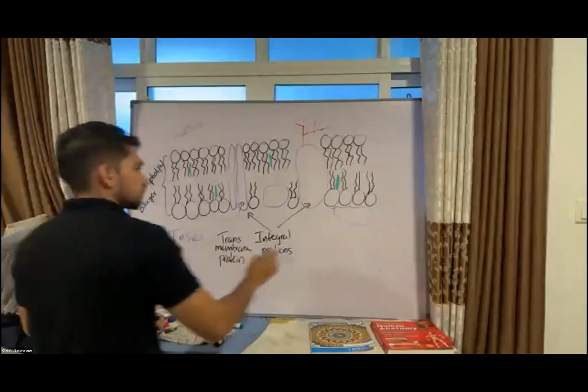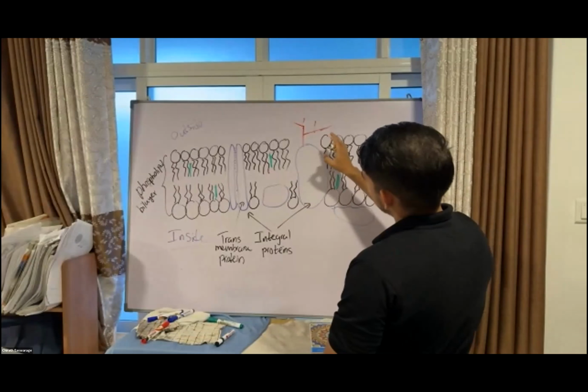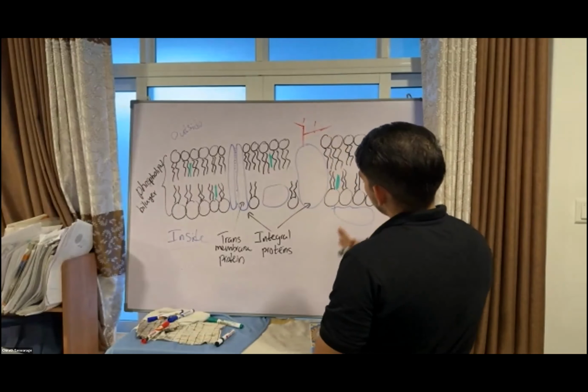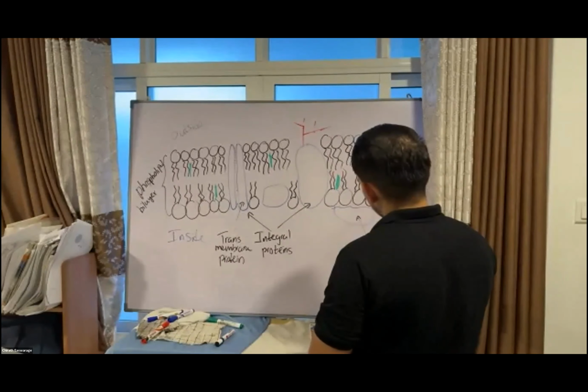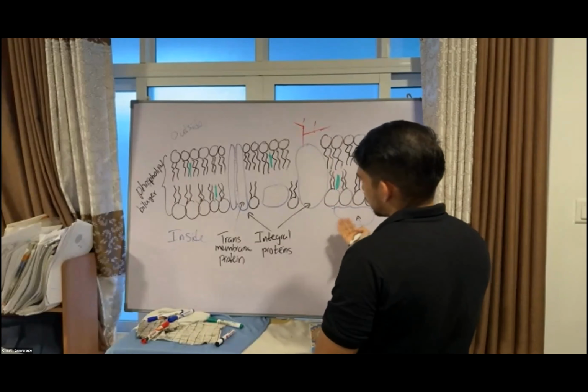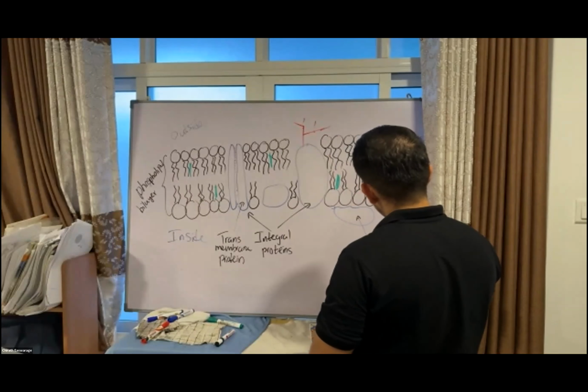Okay. And this one, this small one, I hope you can see. This is not embedded, but it's still a protein. We call it a peripheral protein. That is just lightly attached to the inside of the plasma membrane. That is called a peripheral protein.